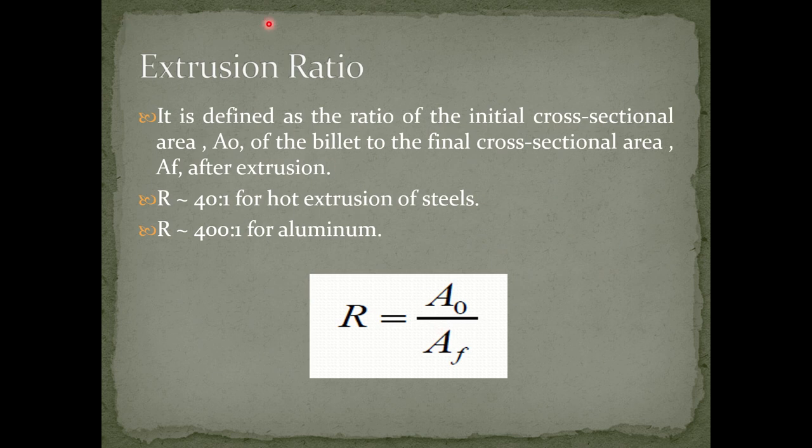Now we are going to see what is extrusion ratio. A काफी important question है as per the examination point of view. It is defined as the ratio of the initial cross section area AO of a billet to the final cross section area AF after extrusion. So this is the ratio and some standard ratios दिए हैं. It is R 40:1 for the hot extrusion of steel, R 400:1 for the aluminium. ये आपको हमेशा याद रखना है.